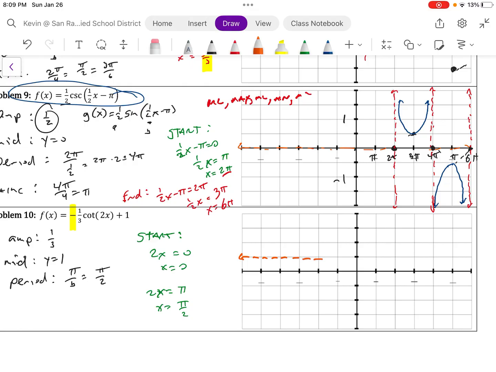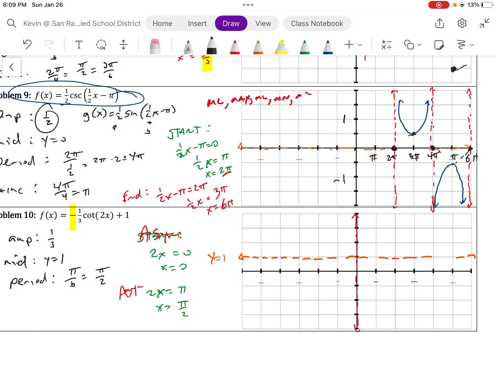Okay, drawing my graph right here. There's my midline at y equals 1. Where's my start? My start is at 0. I'm sorry, my asymptotes. These are my asymptotes. Asymptotes, not start. So I said start and end. I meant this. This is one asymptote, and this is my other asymptote.